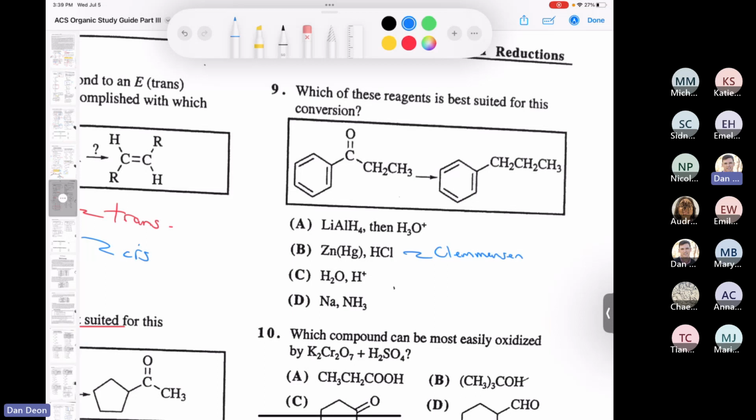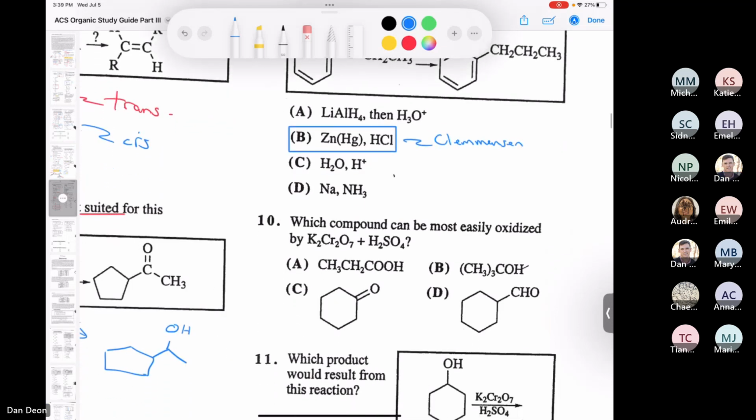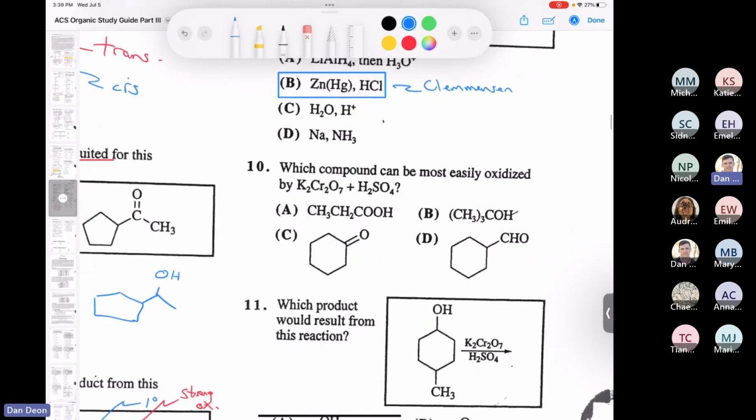Somebody says, woohoo, yes, I agree. Yes, Clemmensen reduction is definitely going to be the best choice of action here. The next one, water and acid, that's not really going to do much of anything. And sodium metal reduction, right, that's reserved for an alkyne, converting it to a trans alkene. All right, let's move on to number 10.